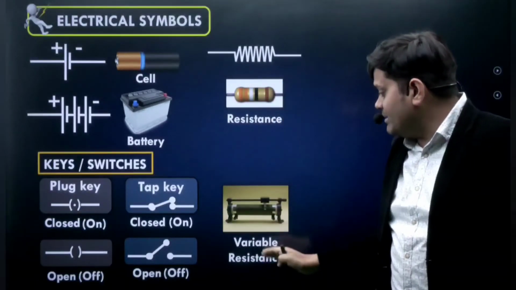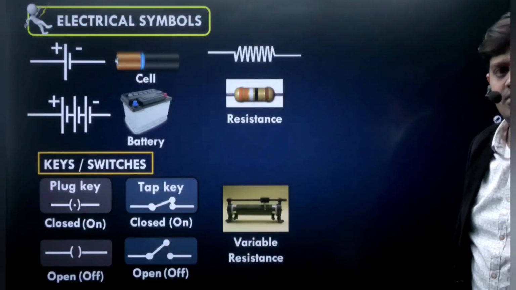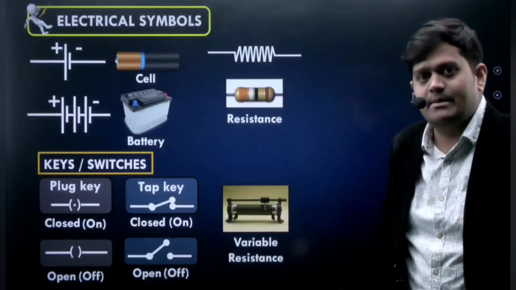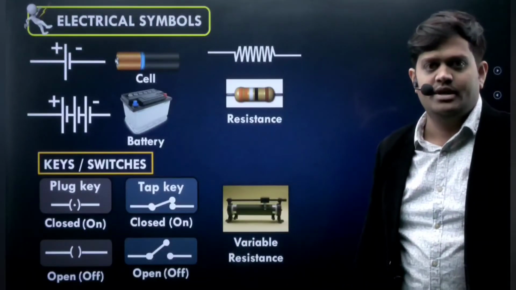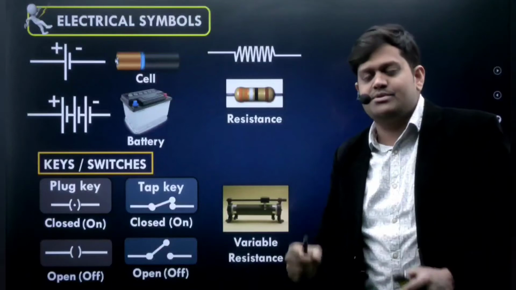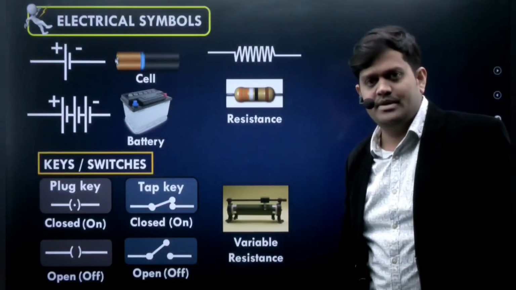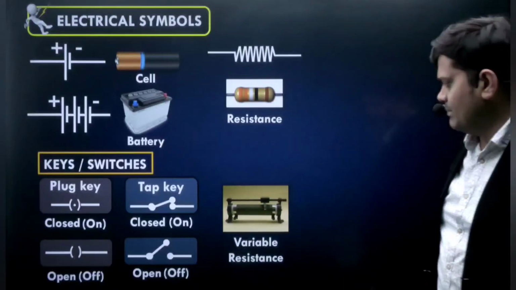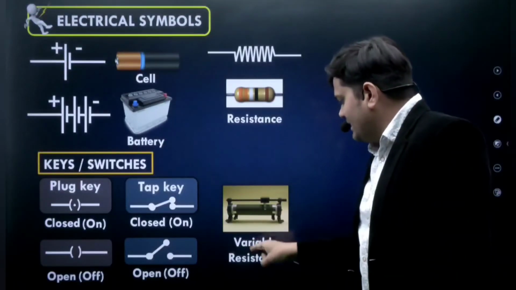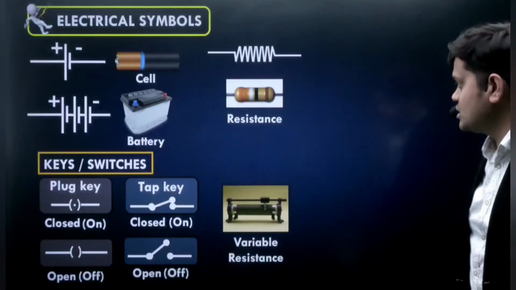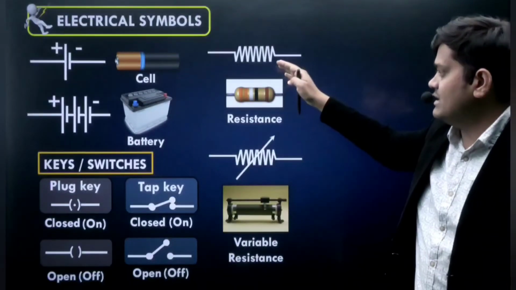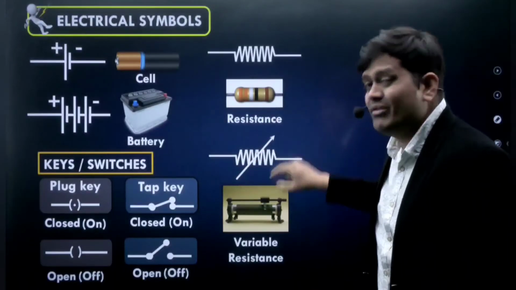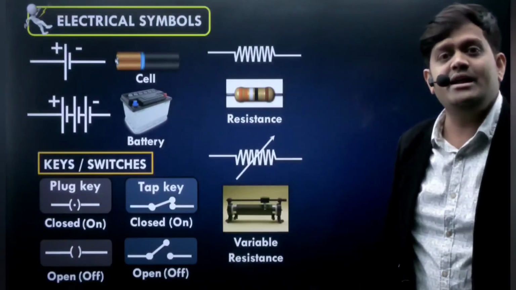This is called a variable resistance. If you move it, then the resistance of this changes. It is also seen in your school labs, physics lab, chemistry lab, I think. In the physics lab, complete. So it is called the variable resistance. Now the next one is symbolized. The electrical symbol is the resistance, and this shows the variable. It means it is the variable resistance.